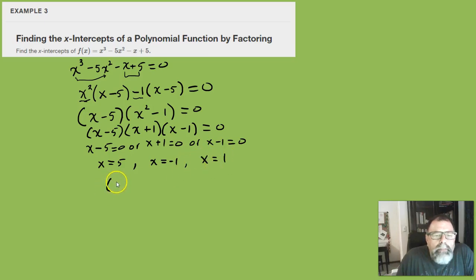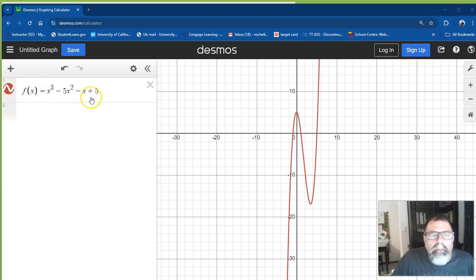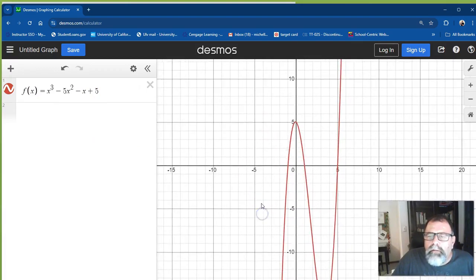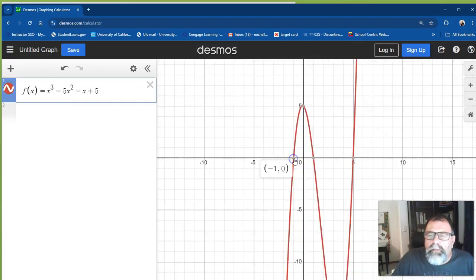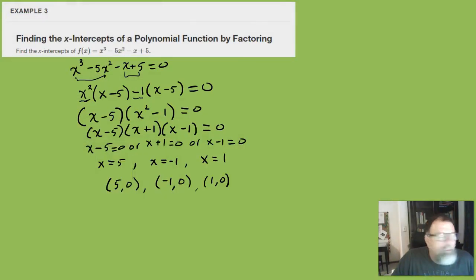So our x-intercepts are 5, 0; negative 1, 0; and 1, 0. And let me get Desmos. Okay, so I typed it into Desmos, and if I zoom in on it, you can see that it crosses at negative 1, 0, 1, 0, and then 5, 0 for the x-intercepts, which is just what we got. All right, okay, moving on.